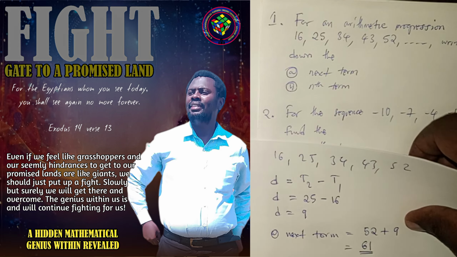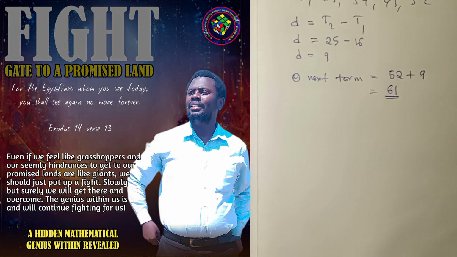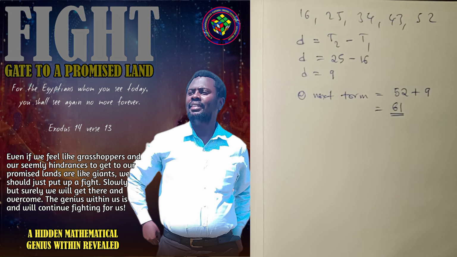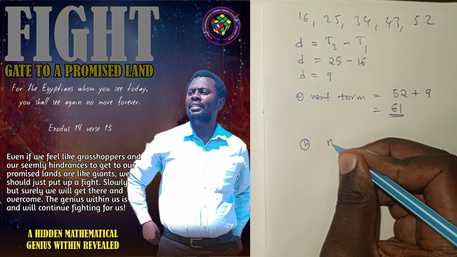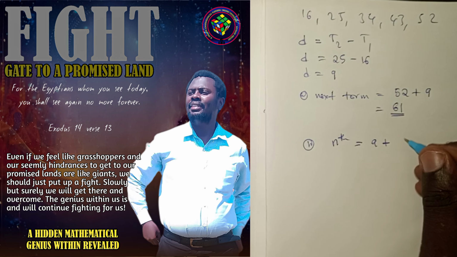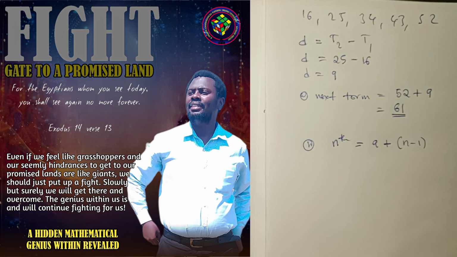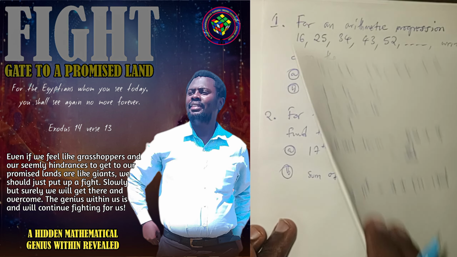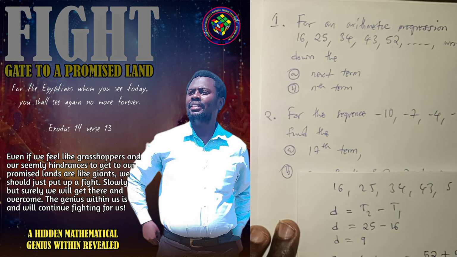The next question: find the nth term. The formula for finding the nth term of an arithmetic progression, also known as AP, is nth term is equal to A plus n minus 1 multiplied by D, where A is the first term, n is the number of terms, and D is the common difference.